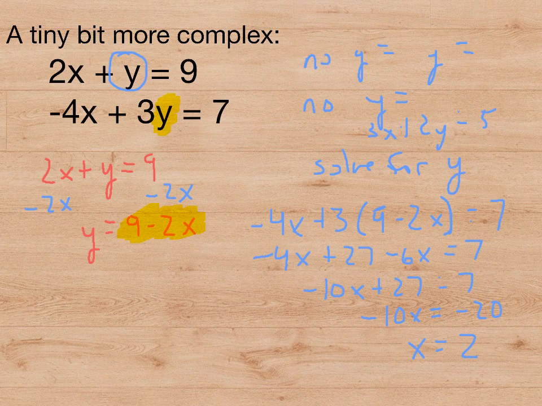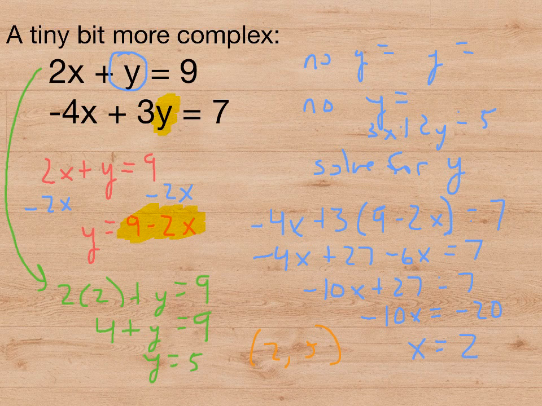Now we do remember that because we found x, of course we need to go back and find that y value. So I'm going to go ahead, and again I like using the top equation. So that top equation, 2 times 2 plus y is 9. 4 plus y is 9. Subtract, y is 5. And I'm going to get a solution of (2, 5).